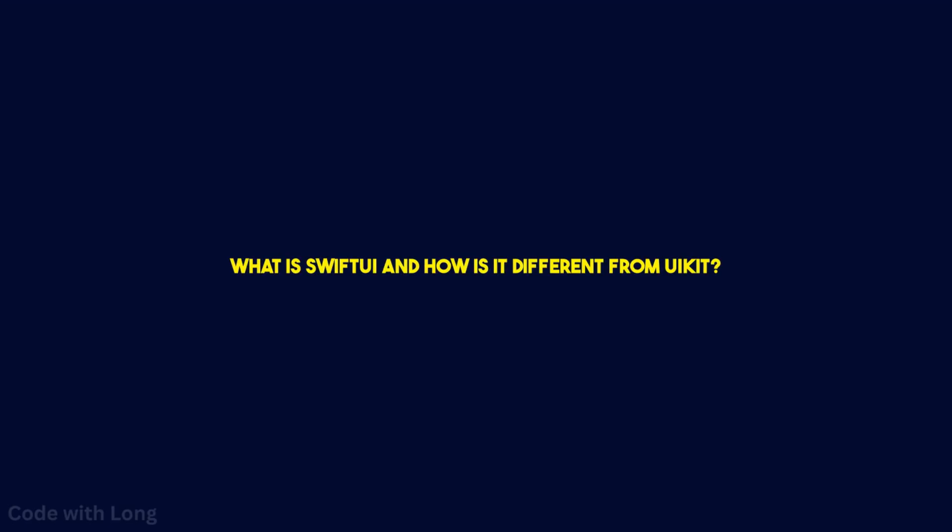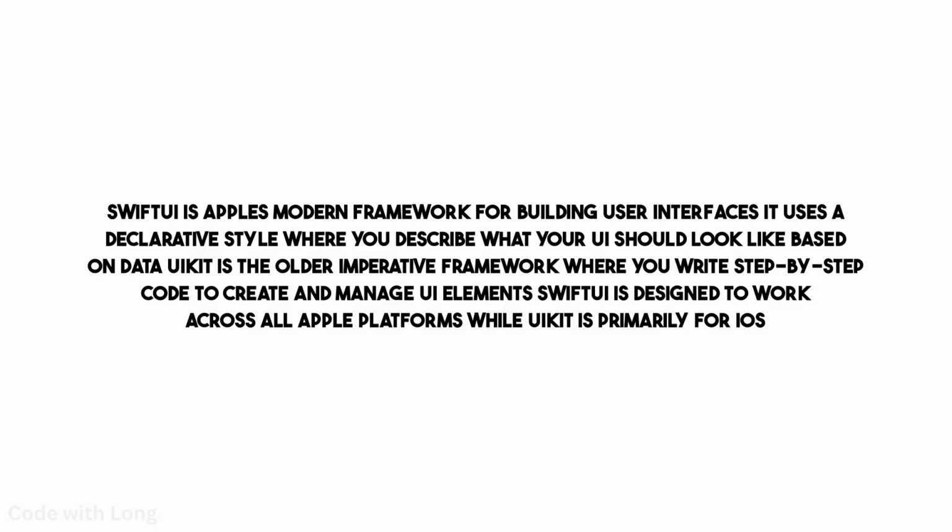What is SwiftUI and how is it different from UIKit? SwiftUI is Apple's modern framework for building user interfaces. It uses a declarative style, where you describe what your UI should look like based on data. UIKit is the older, imperative framework, where you write step-by-step code to create and manage UI elements. SwiftUI is designed to work across all Apple platforms, while UIKit is primarily for iOS.